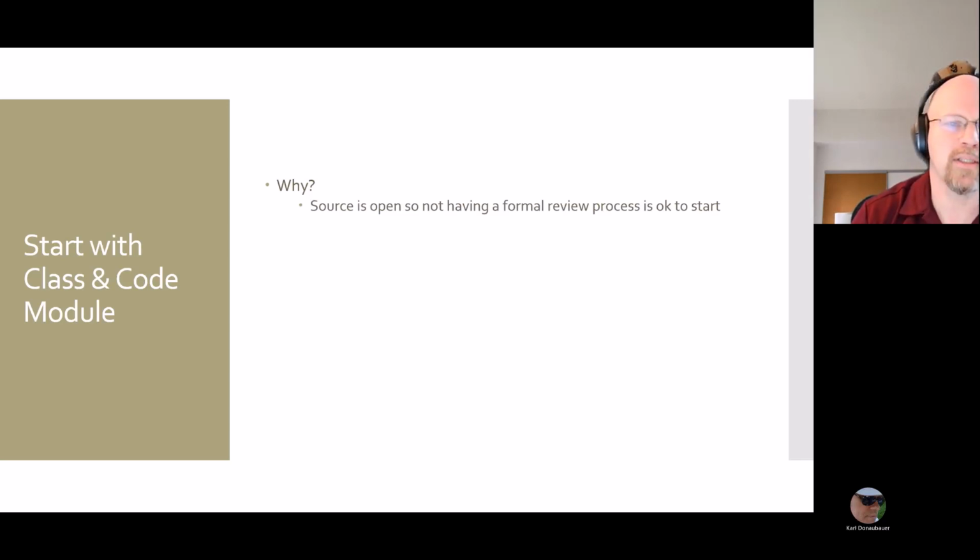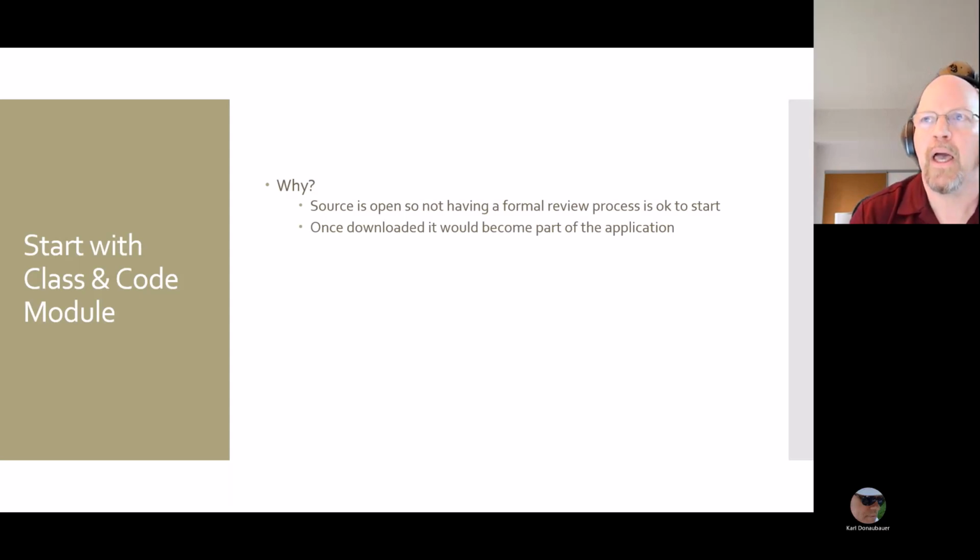I think one of the big takeaways is that because the source is open, we don't necessarily have to have a formal review process before something gets in there. If somebody puts something up that's malicious, somebody should be able to flag it and say, hey, how come there's all these VBA Kill statements in here? Or why are you sending my data to the cloud? The other thing I really like about this potential starting point is that once we get it downloaded in the application, there's nothing to worry about. There's no referencing. There's no, do I have the right version? It's just part of your application.